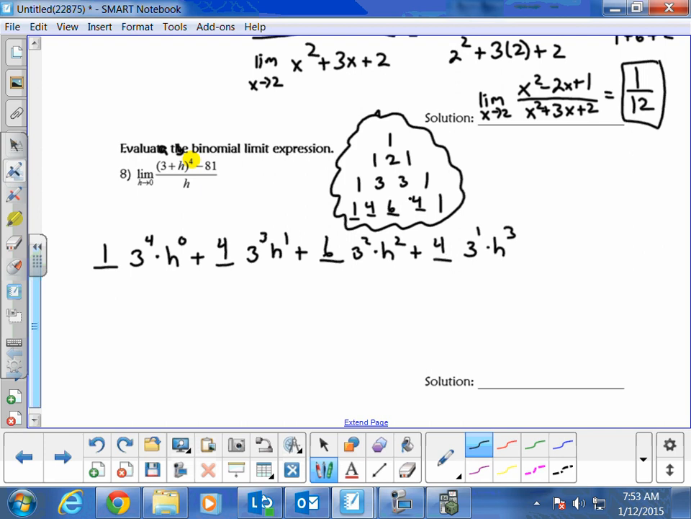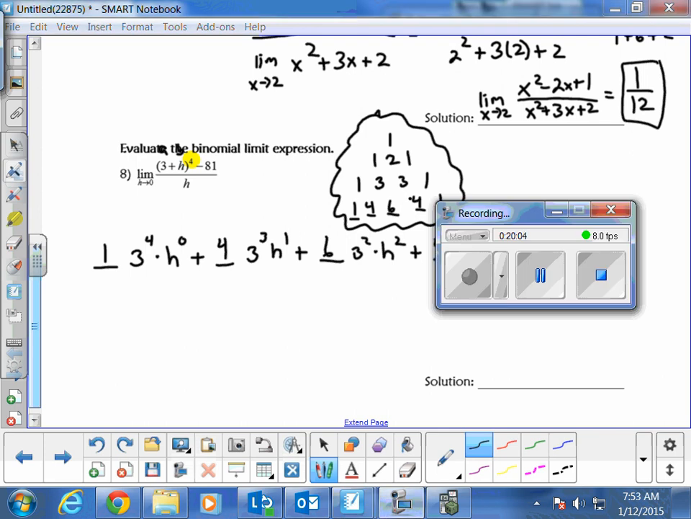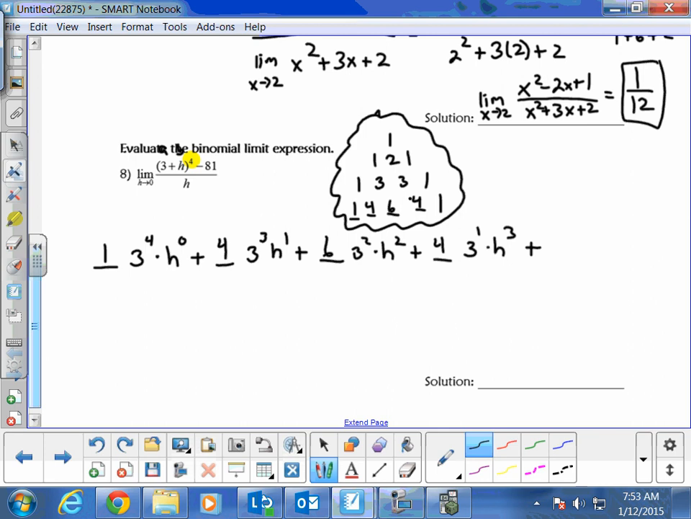And then from here, we're going to do the next one. Let me pause. Okay, and we're back here. So now from here, we're going to do 1, which is the last coefficient. And now we're going to do times 3 to the 0 times h to the 4th. Now, from here, we're able to cancel this out and this out. And I'm going to evaluate just the expression, what's left over.